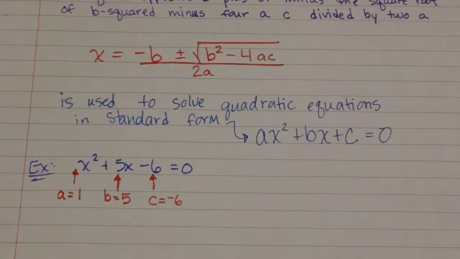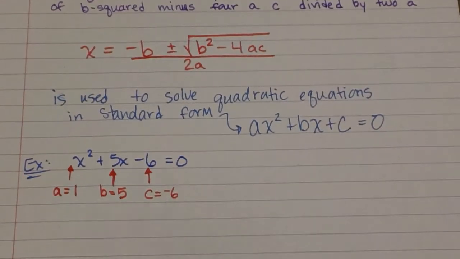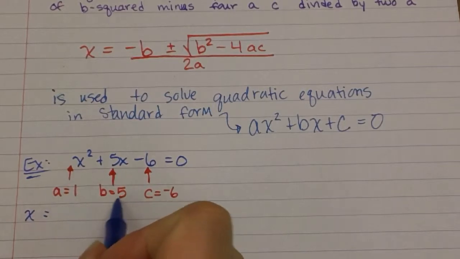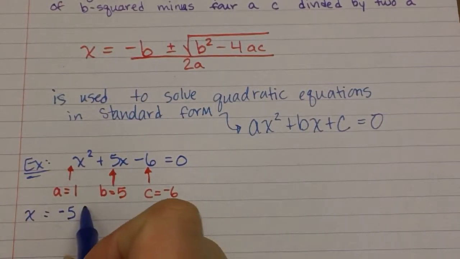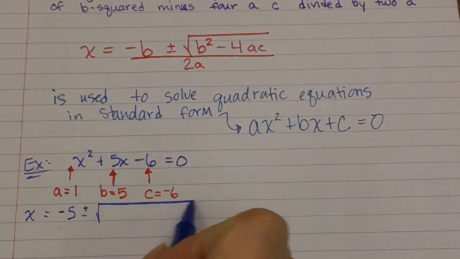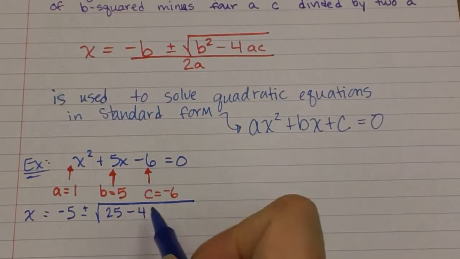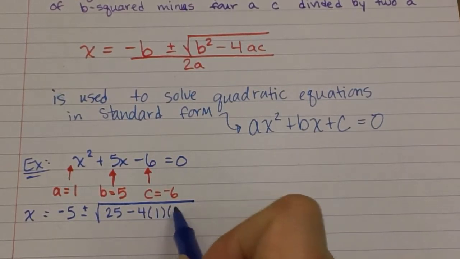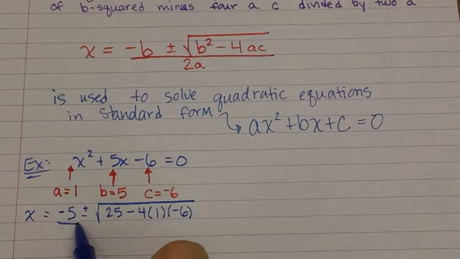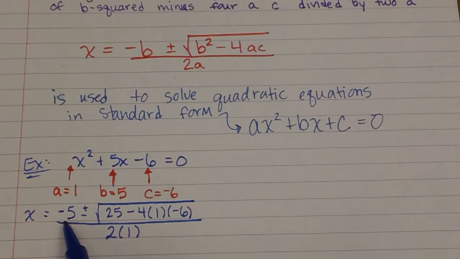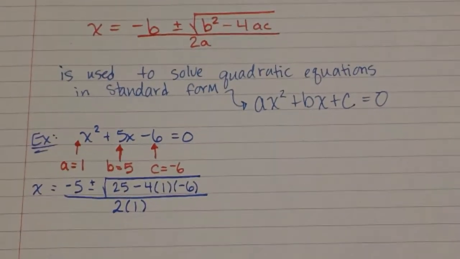And then we're just going to plug those into the quadratic formula and work it out, following the order of operations. So we'll start with x equals opposite b. Since b is positive 5, it will be negative 5. Plus or minus the square root of b squared. 5 squared is 25. Minus 4ac, that means times a times c. And then divided by 2a. So 2 times 1.